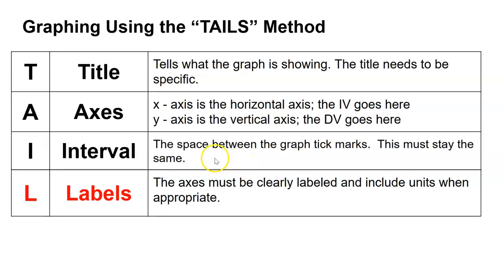L stands for labels, and that means the axes, so that X and Y axis, must be clearly labeled and include units when appropriate. What do I mean by a unit? That might be like if you measure distance, you would need to specify, did you measure in miles or meters or feet or centimeters? So your axes must be clearly labeled. You can't just put the information in the correct axis. We must know what that information is.